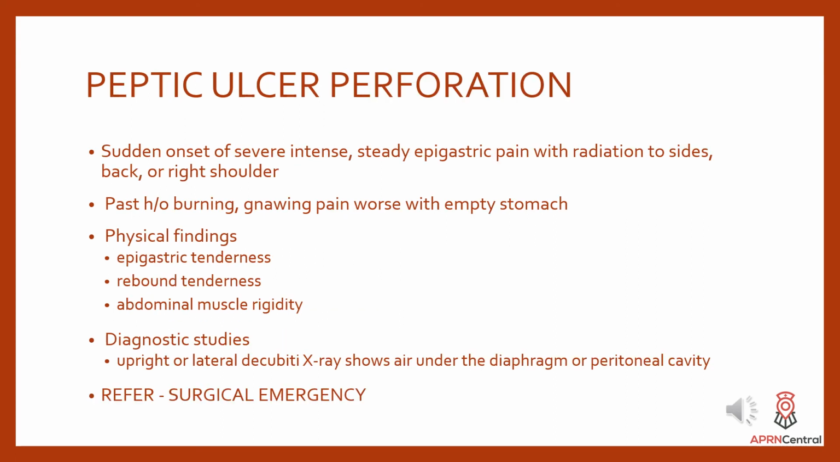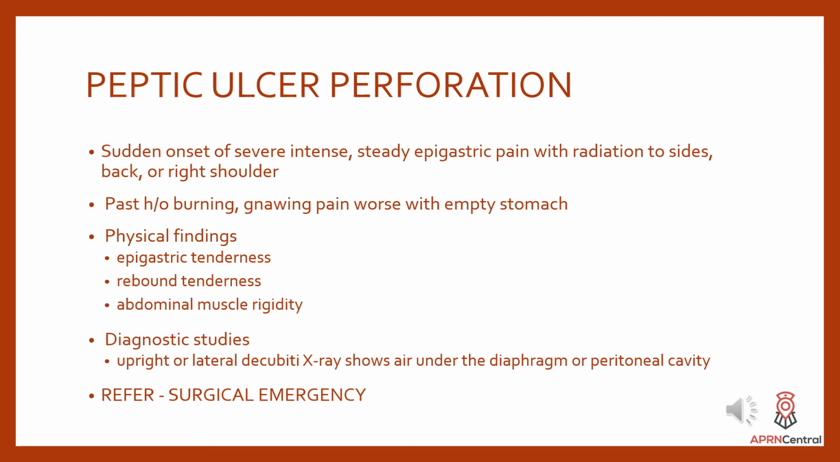Peptic ulcer perforation. Okay, this patient's going to present with a sudden onset of severe, intense, probably steady epigastric pain that radiates to the sides, the back, or the right shoulder. They may tell you that they've had a past history of a burning, gnawing pain that's worse with an empty stomach. They may have epigastric tenderness, rebound tenderness. They may have abdominal rigidity.